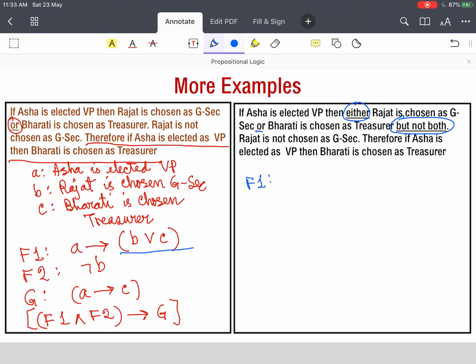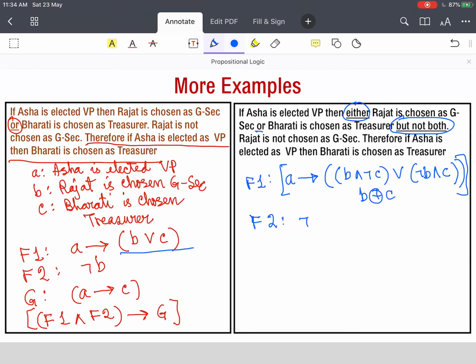So the rest of them are the same. Here only my F1 is a little different from the F1 in the previous example. It says it is either or but not both, which means it's an exclusive or. So it says if Asha is elected VP, then there are two cases that can happen: either Rajat can be chosen as GSEC or Bharati treasurer, but not both. So either it will be B and not C, or not B and C. So this is the formula. This is the B exclusive or C.